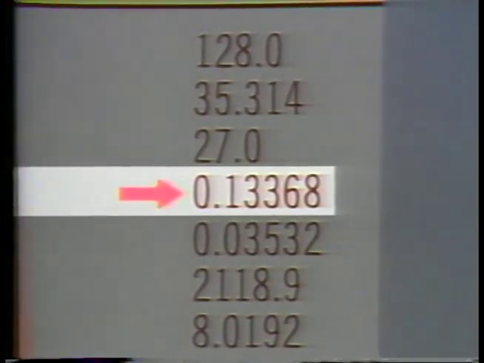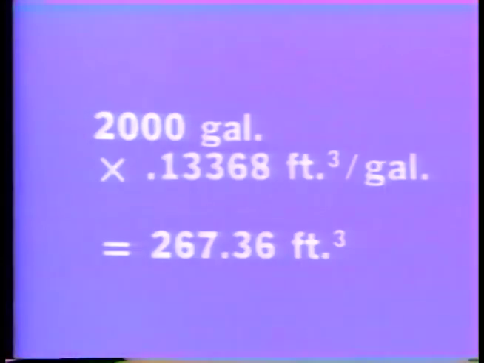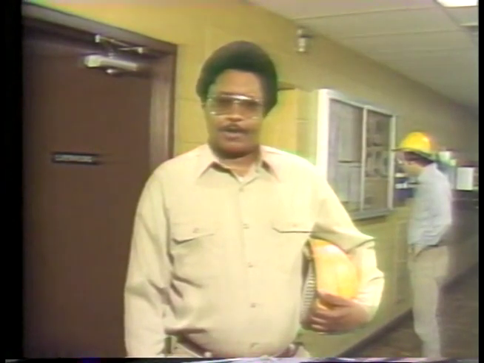According to the conversion factor listed in our steam tables, if we multiply the number of gallons by the conversion factor, 0.13368 cubic feet per gallon, we'll get the answer we're looking for. Doing this, we find that 2,000 gallons of water occupies a volume of 267.36 cubic feet. There are many other conversion factors that are useful in the day-to-day operation of your plant. Other conversion factors that apply specifically to your plant will not be listed in the steam tables, as our young operator is about to find out.